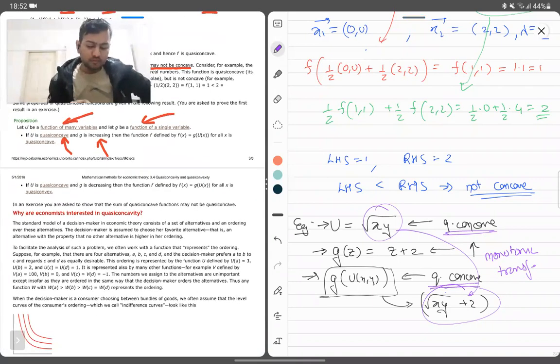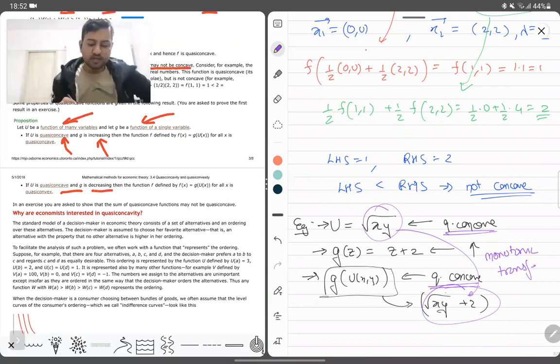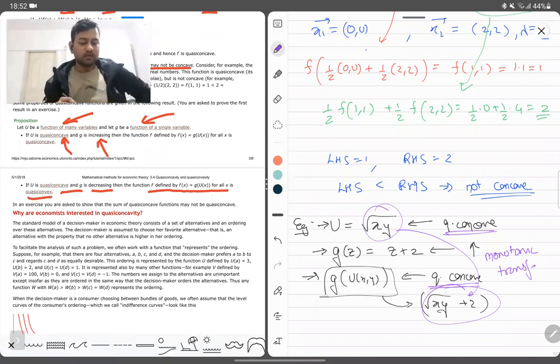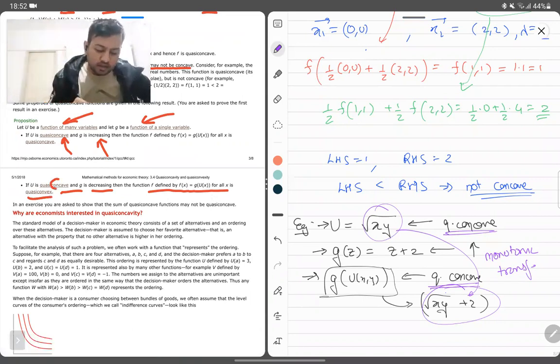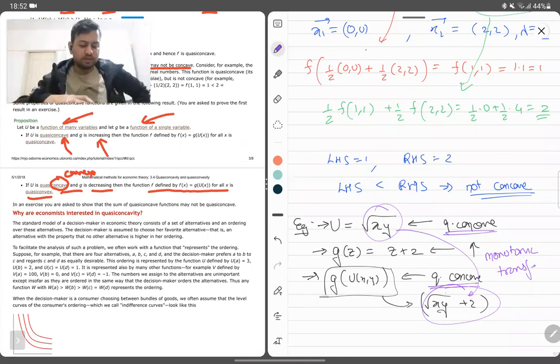So if you use a quasi-convex function and g is decreasing, so pura ulta ho gaya for quasi-convex, then a function g of u of x is quasi-convex. ठीक है, ये एक error है इसमें. This should be convex. So ये quasi-convex होना चाहिए.